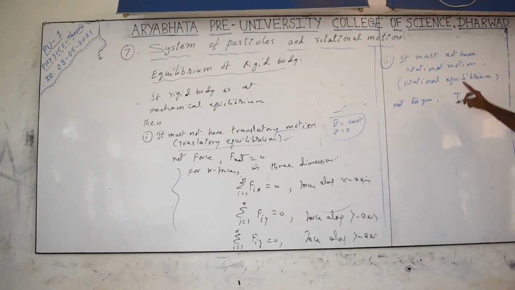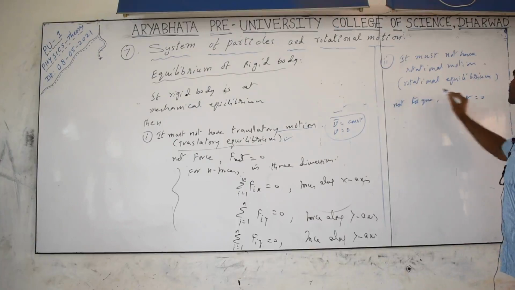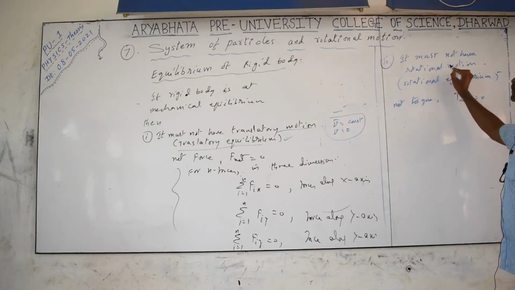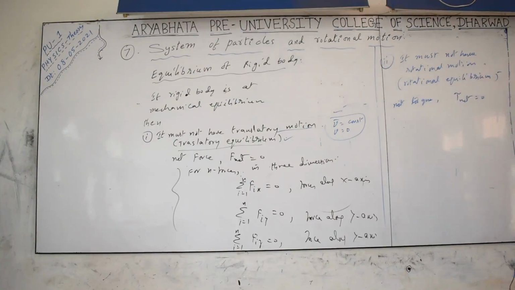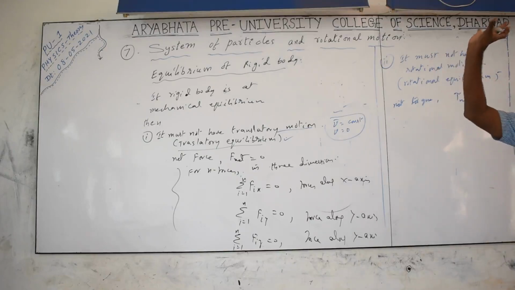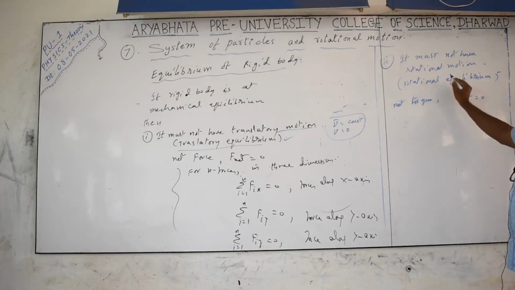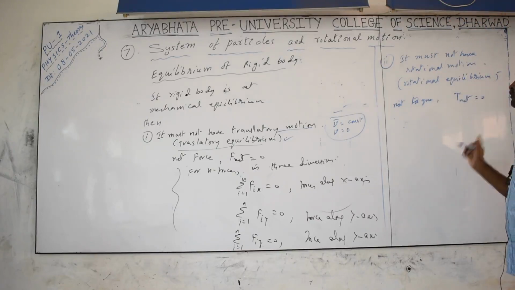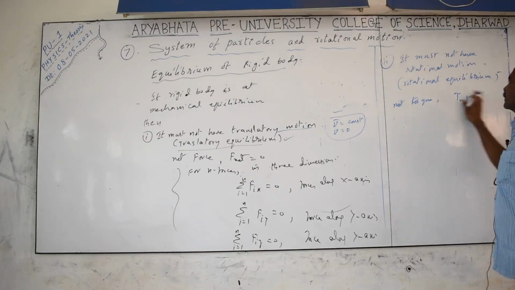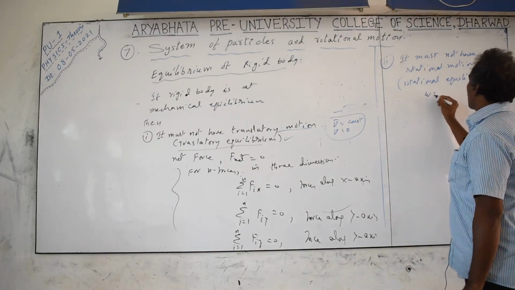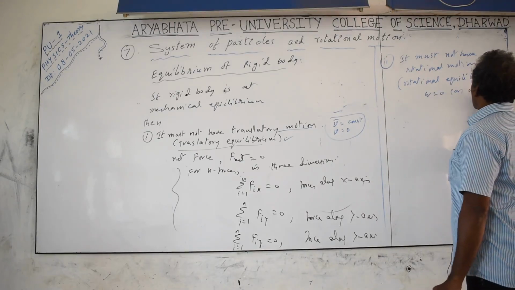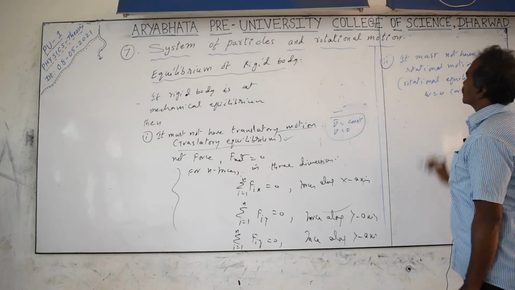Next, it must not have rotational motion. The same is applicable for rotational motion also. Rotational equilibrium is actually the correct one. Rotational motion should not be there, meaning if initially at rest, like a fan at rest, it should stay at rest, or move with uniform angular speed. In those cases we consider rotational equilibrium. That means omega is 0 or omega is constant. That is related to rotational motion.